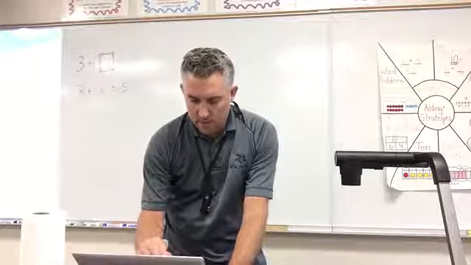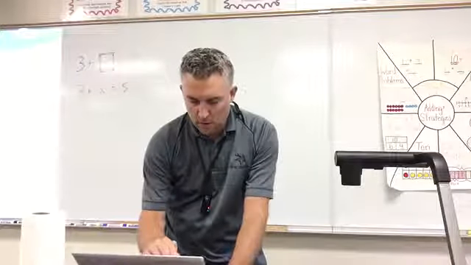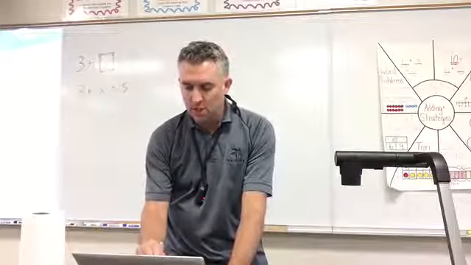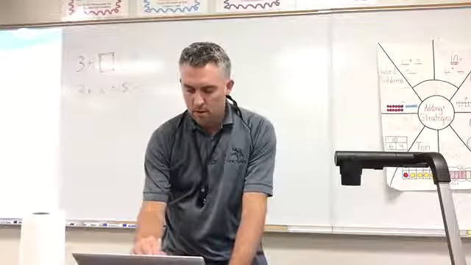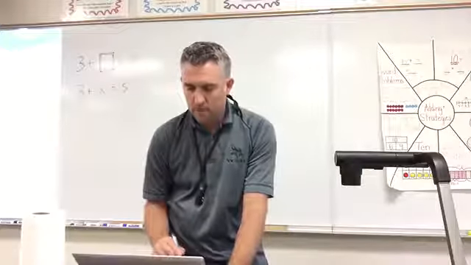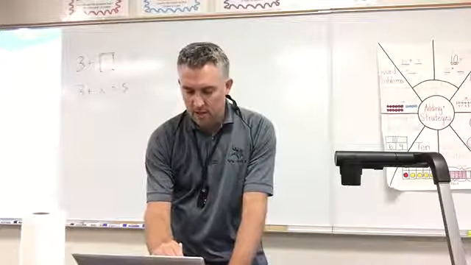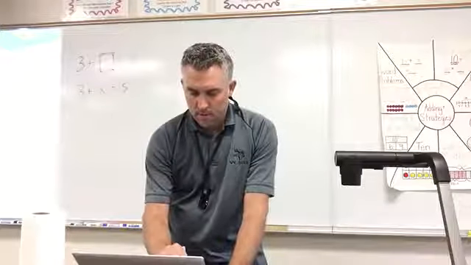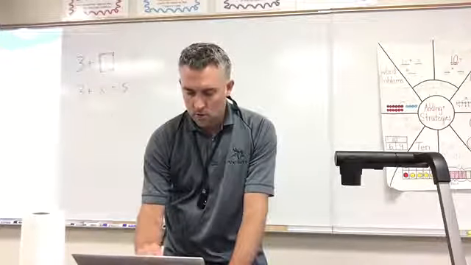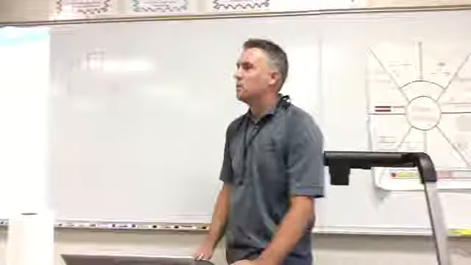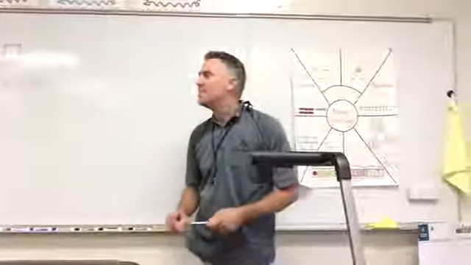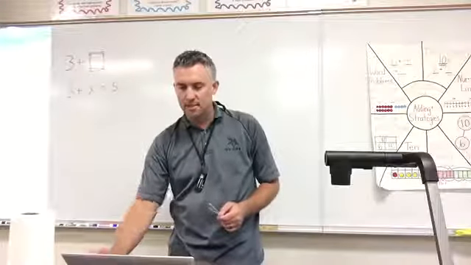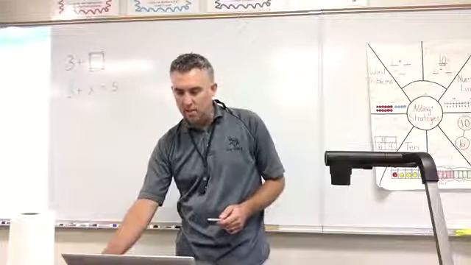Five times a number, 5x, is decreased by 4, minus 4. The result is, equals, 26. What's my number? 6. Yep. If I solve that equation, I get 6. There it is. X equals 6.